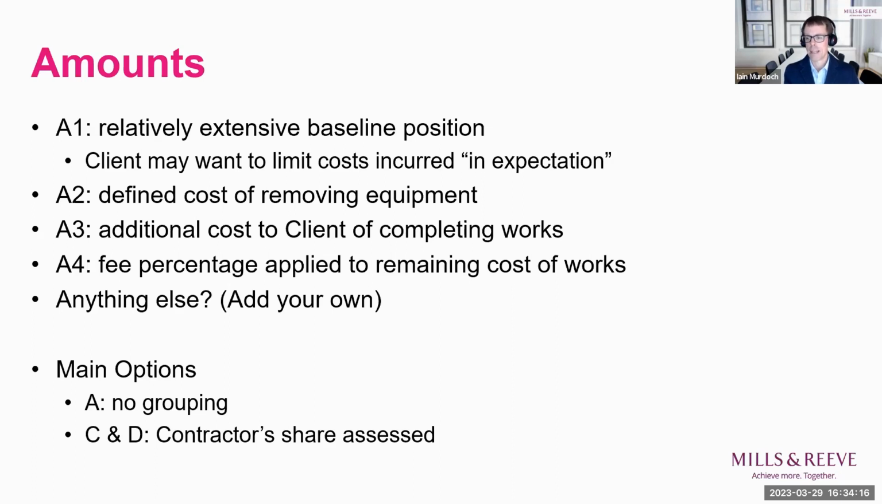The main option A says that you don't have to group specific things together when you're assessing costs at termination in the same way as you would group them together when you're assessing normal month-by-month payment applications. And options C and D provide for the contractor share, the pain share, gain share, to be assessed. That's not something I'm going to dwell on, but again, just to bring together those secondary options, X11, and the main options, A, C, and D, in your thinking about NEC4 termination. So a deliberately whistle-stop tour there.